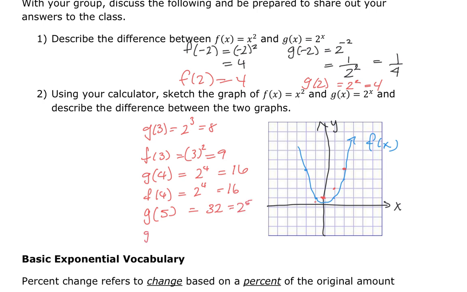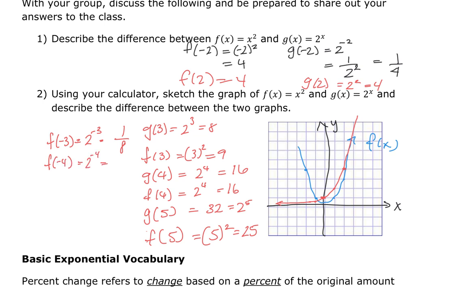However, f of 5 is 5 squared, and that's 25. So what ends up happening is that the exponential is going to grow faster, actually much faster than the squared. And when we're in the negative, it ends up going down close to the axis, because if you have g of -3, this is 2 raised to the -3, which is 1 over 8. And g of -4 is going to be 2 to the -4, which is 1 over 16.